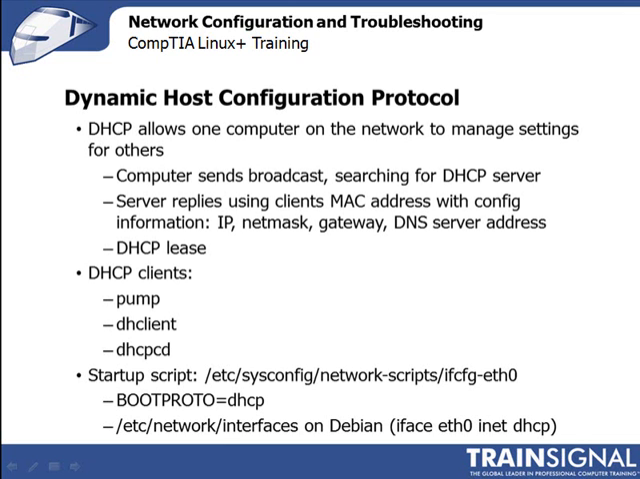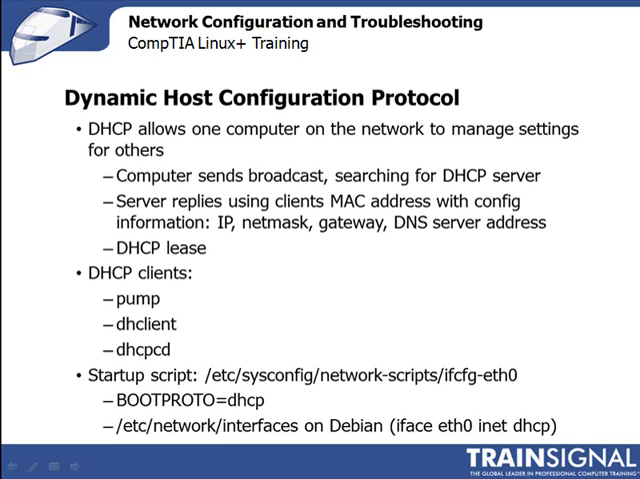The server takes an open IP address and assigns it to the host for a set period of time. This is known as a DHCP lease. And when the lease expires, or when the system shuts down, the IP address is released so that it can be reassigned when needed. Now there are three popular DHCP clients, and they include Pump, DHClient, and DHCPCD. And the client, of course, should be run at startup.